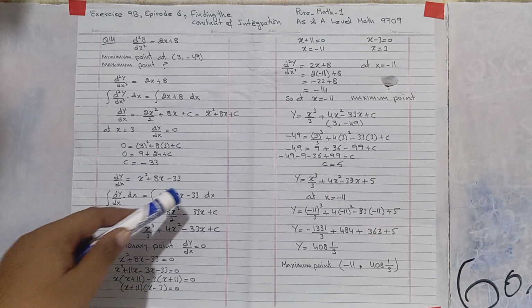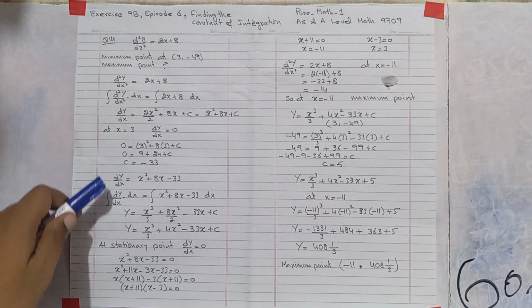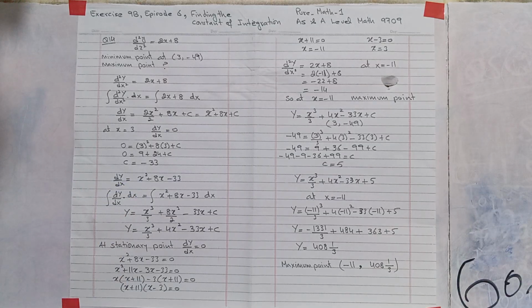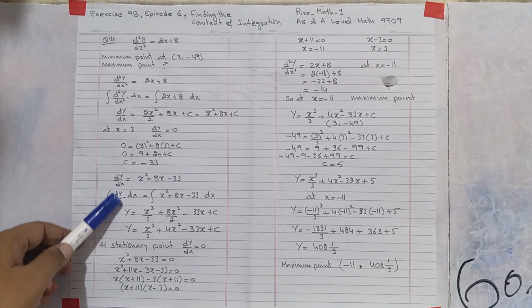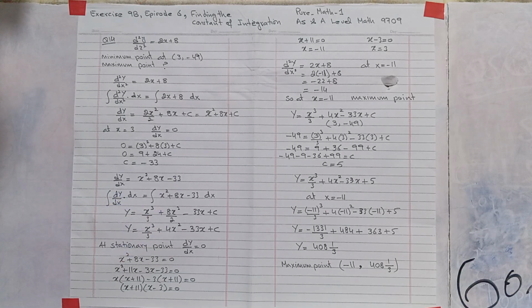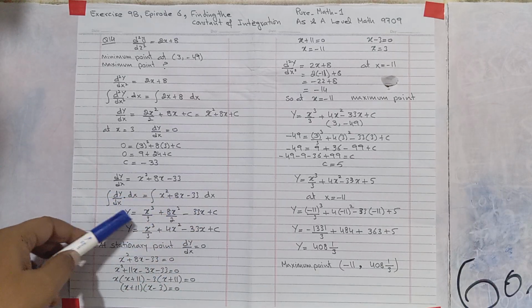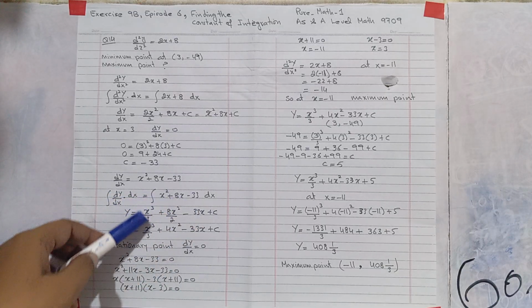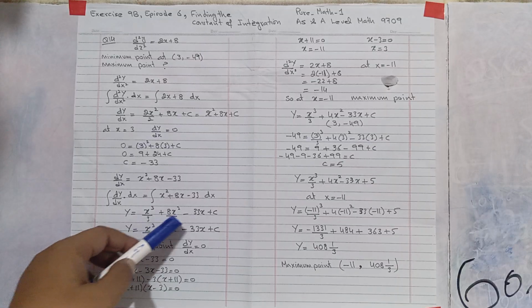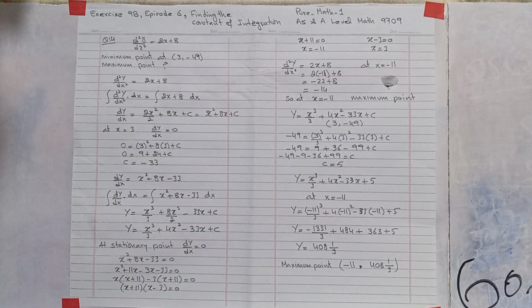Once I know this c value, now I can write dy by dx is equal to x squared plus 8x minus 33. Now I will integrate it again because I want to find the equation. So I will integrate both the sides. So I will have y here, and here you will have x cubed by 3 plus 8x squared by 2 minus 33x plus c.